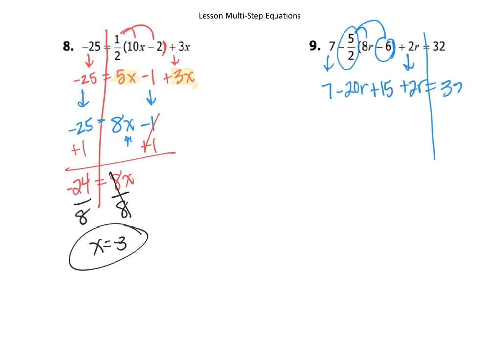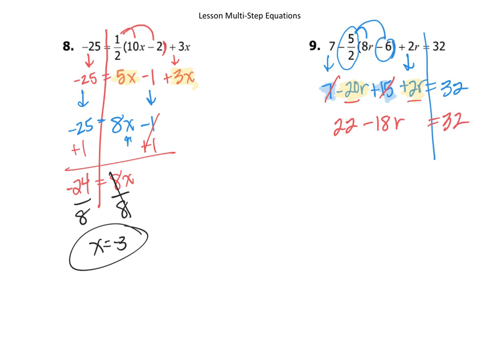It's equal to 32. Looking for like terms. Okay, we have positive 7. That goes with positive 15. And then negative 20r goes with positive 2r. So two sets of like terms here. 7 plus 15 is 22. Negative 20r plus 2r is negative 18r equals 32.